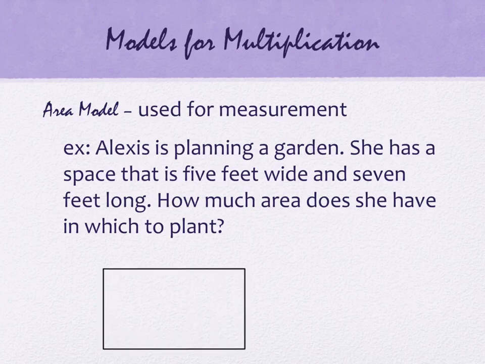It says that Alexis is planting a garden. She has a space that is 5 feet wide. So I'm going to put my 5 here. And 7 feet long. How much area does she have in which to plant? So this is 7 times 5. And 7 times 5 is 35. 35 what? Feet. Close.